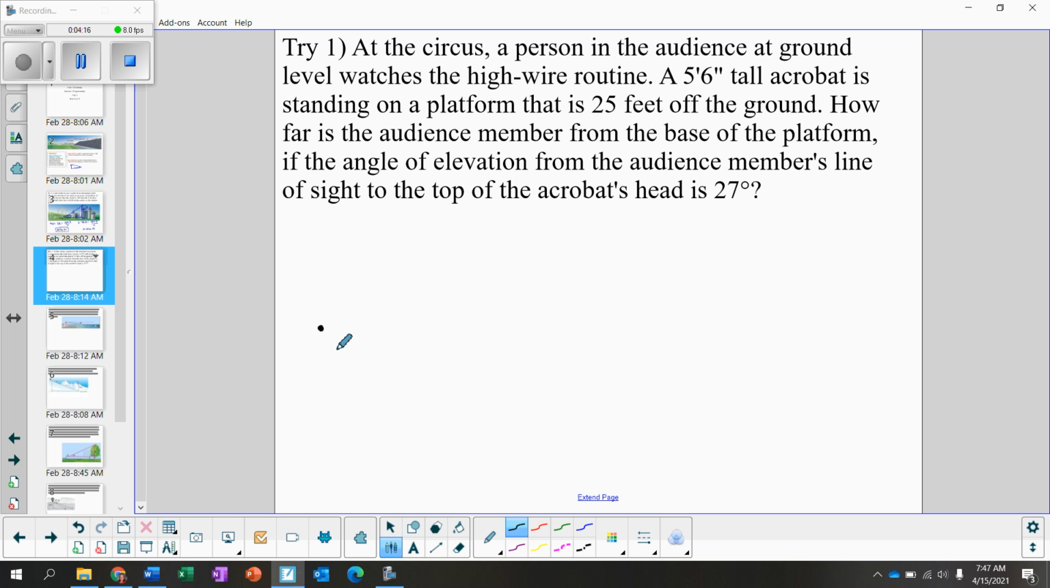So we have a person at ground level. We have the base of the platform. The platform goes up 25 feet, and the person standing on it is an additional 5.5 feet. From the audience member's line of sight to the top of the acrobat's head is 27 degrees, and we're finding the distance between the audience member and the base of the platform. So now pause and try this problem.